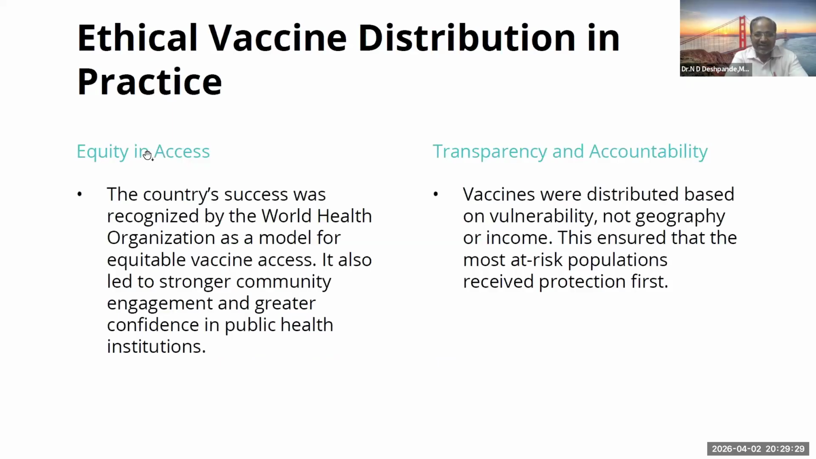So we have seen equity in access and transparency and accountability. The country's success was recognized by the WHO as a model for equitable vaccine access. So it should become a model for other countries to follow. It also leads to stronger community engagement and greater confidence in public health institutions. Transparency and accountability: vaccines were distributed based upon vulnerability, not geography or income. So this ensured that the most at-risk population received the protection first.